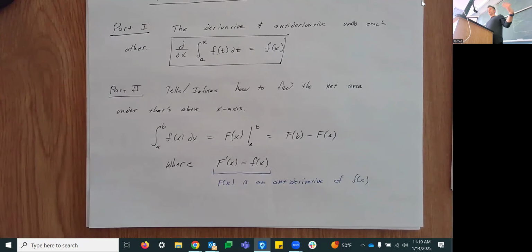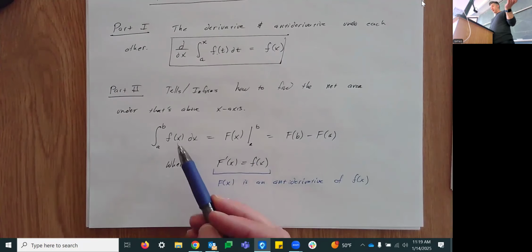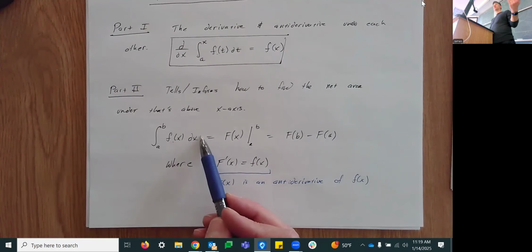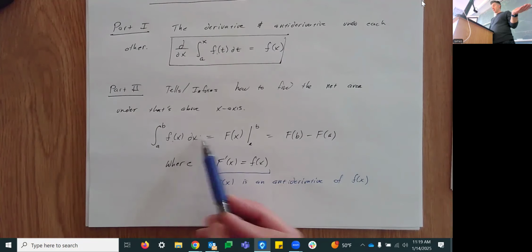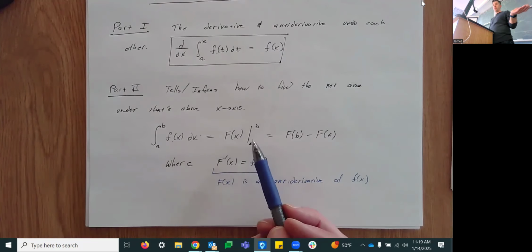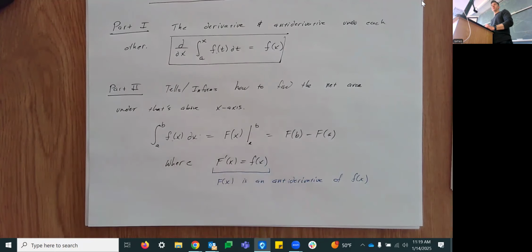Which is something I've done twice today already, right? I've found the net area under a curve above the x-axis by finding the antiderivative of the function that we're finding the area under, and then substituting or plugging in the endpoints of my limits of integration. Top one first, bottom one second.